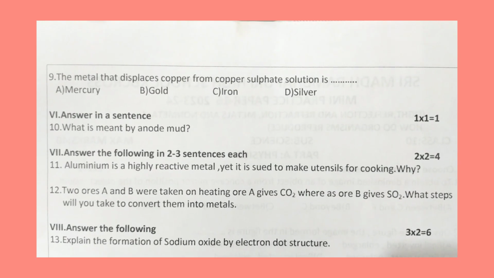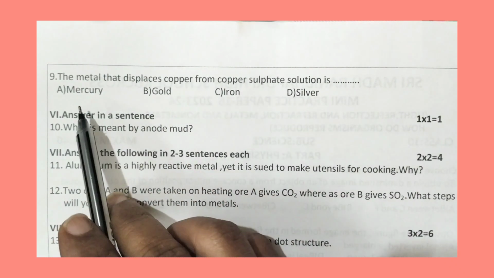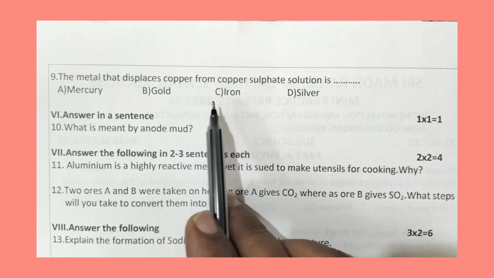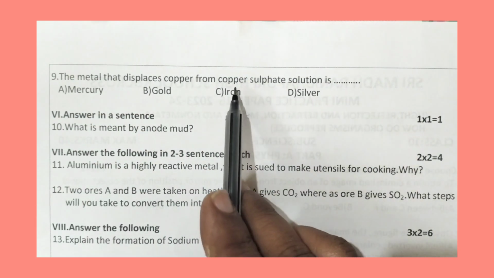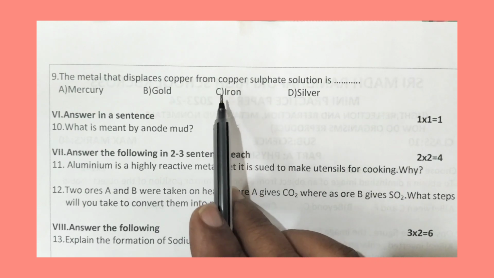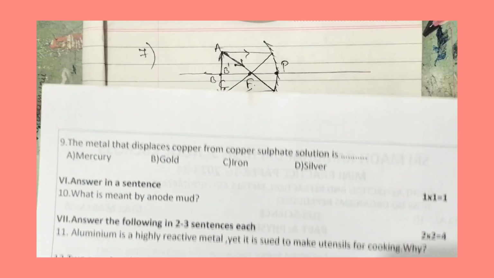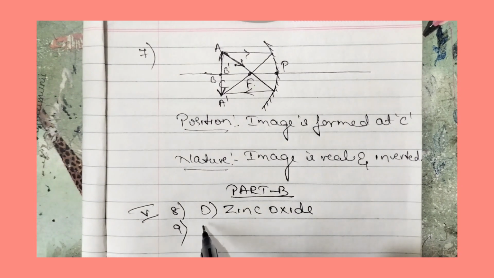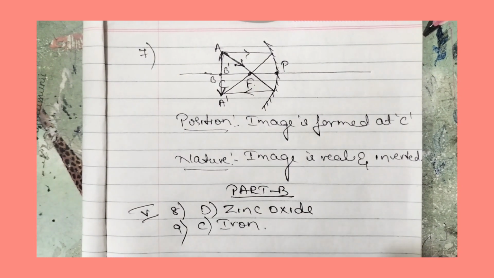So the ninth question, the metal that displaces copper from copper sulfate solution is mercury, gold, iron, silver. Among these 4 options, the right option is iron. So iron can displace copper. Because iron is more reactive than copper, the right answer is option C, iron.